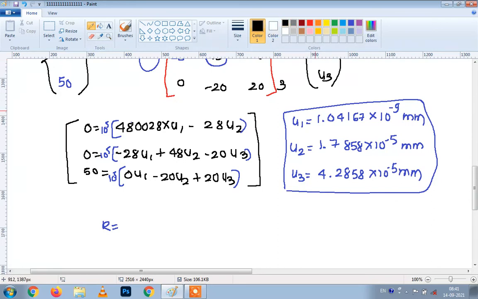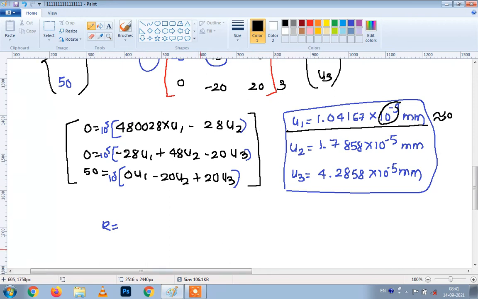Now if you observe here, please take a note of this. As node number 1 was fixed, what is the value of u1 that we are getting here? u1 is equal to 1.04167 into 10 raised to minus 9. So this value is nearly equal to 0 mm. In this way we have to find out u1, u2, u3 by using the penalty approach.